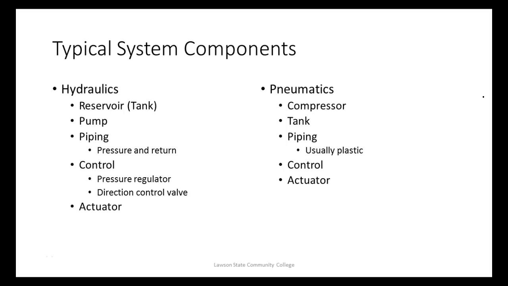Pneumatics, we have to start off with a what? Compressor. Then we have a tank that we store that pressure in, right? Then we have piping. It's usually what? Plastic. Then we're still going to have control. We've got to control the flow, right? You understand? And then we're going to have the actuator. But what we don't have to have, of course, is the return line, right? Everybody okay? Any questions?